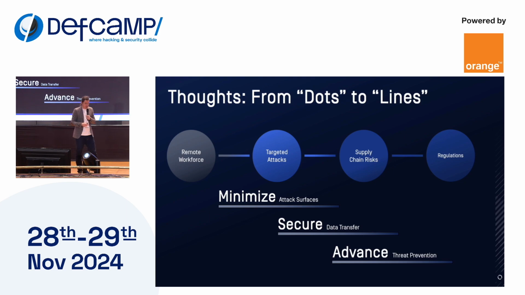The 3 points that I want to make here, those are the biggest challenges if we were to summarize everything we've discussed so far. So minimizing the attack surface is probably the most important one. The smaller the attack surface is, the less prone to cybersecurity risks you are. Securing the data transfer is as important.